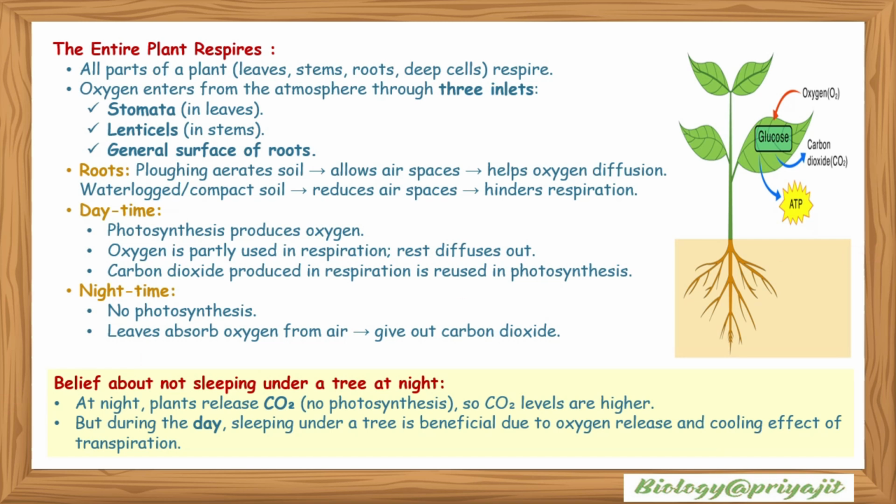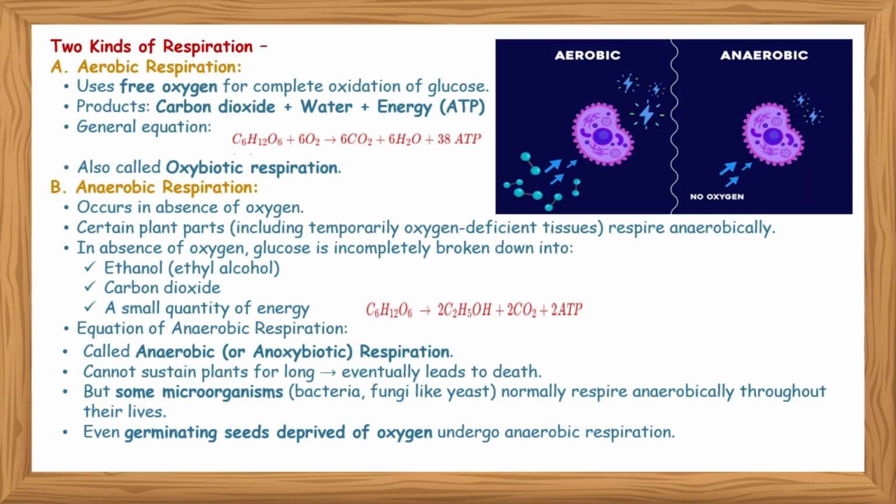of transpiration. Two kinds of respiration: aerobic respiration and anaerobic respiration. Aerobic respiration uses free oxygen for complete oxidation of glucose. It produces carbon dioxide, water, and energy in the form of ATP. So the general equation is C6H12O6, or glucose, plus 6O2, which will form 6CO2 plus 6H2O and 38 ATP. It is also called oxybiotic respiration as it occurs in the presence of oxygen.